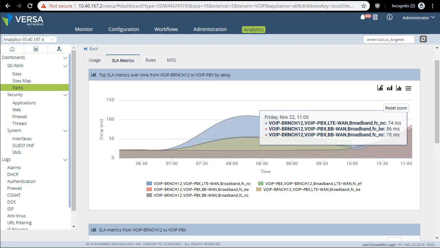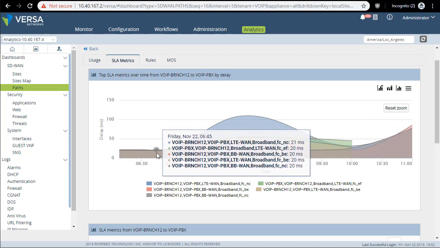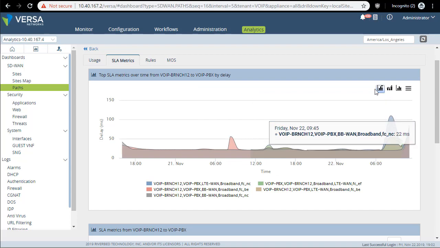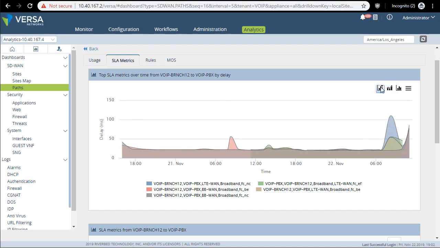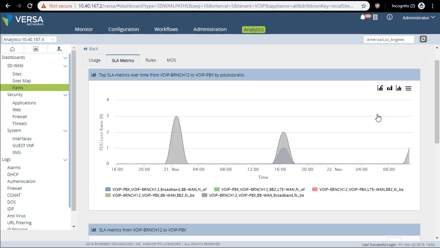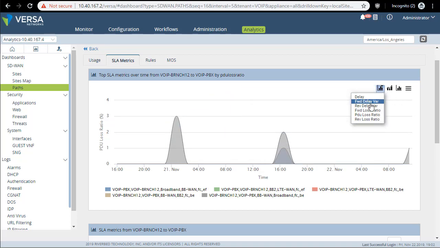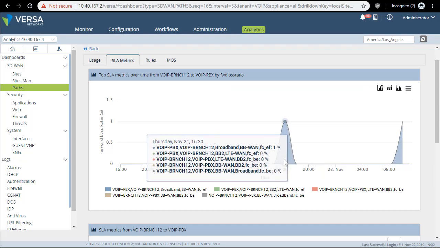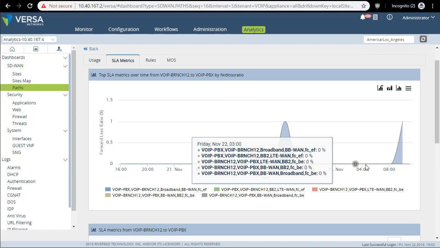We can even zoom in to see when exactly this started happening. And we see it's approximately 6:45 when the problem appeared. At the same time, this graph shows us only the delay. We can switch to other graphs, such as, let's say, PDU loss, how many losses there were. Or maybe you want to see the actual traffic loss that was happening. And again, we see that we have intermittent packet loss between our branch and the remote site.